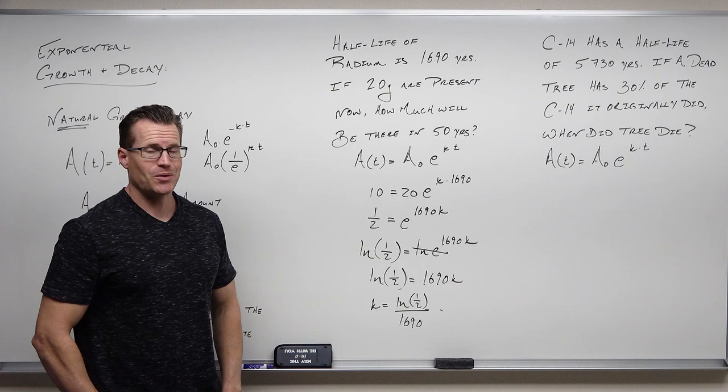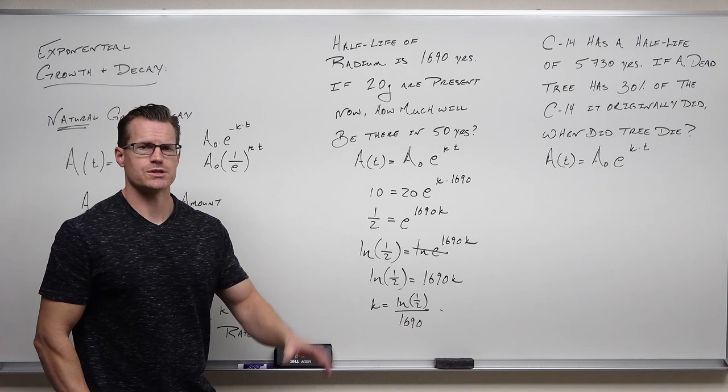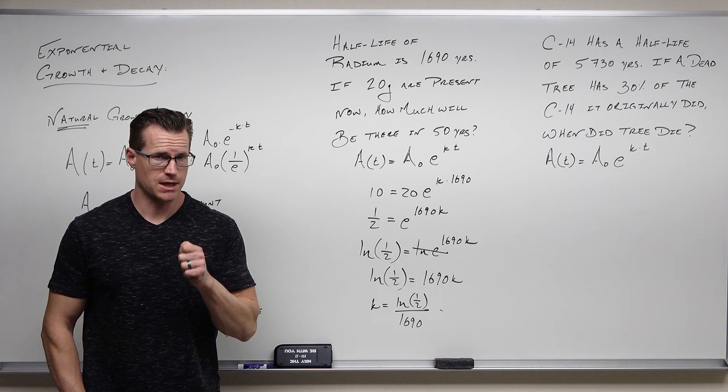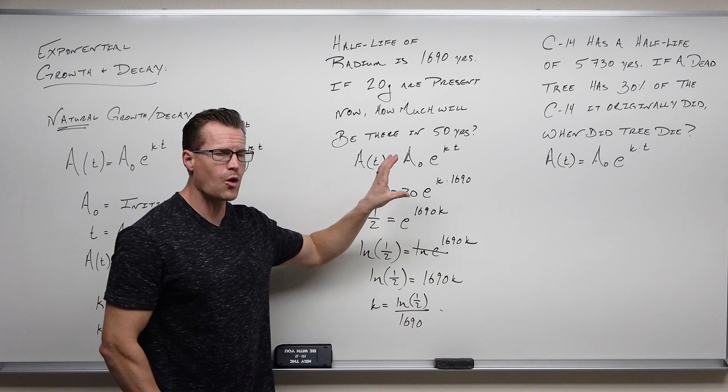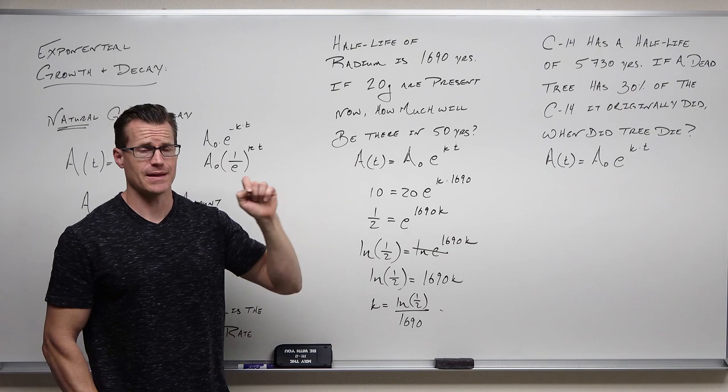All right, we're ready for another example. So C14 has a half-life of 5,730 years. Stop right there. With just that information, you should be able to solve for K. And that's exactly what we're going to do first. I'm going to read the rest of it just so you get an idea about where we're going. But that first sentence lets you solve for K, and that's a must if you want to answer any of the questions. So we're going to pause right there.